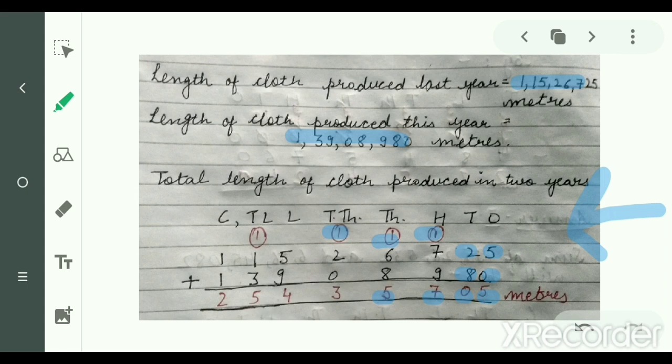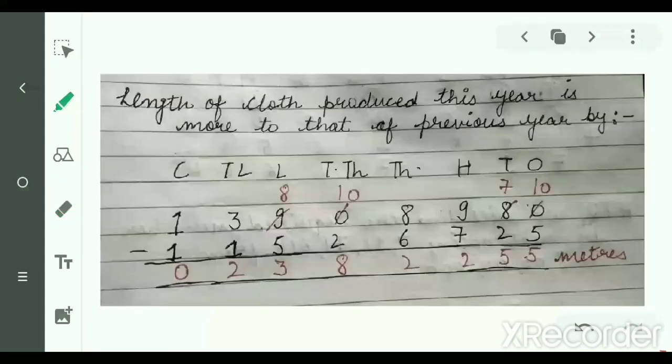1 plus 2, this will be 3. 5 plus 9, this will be 14. 4 here and 1 will carry. 1 plus 1 plus 3, this will be 5 and 1 plus 2, this will be 2. So the total length of the cloth produced in these 2 years is 2 crore 54 lakh 35,705. Now we have to find how much more cloth is produced in this year from the previous year.